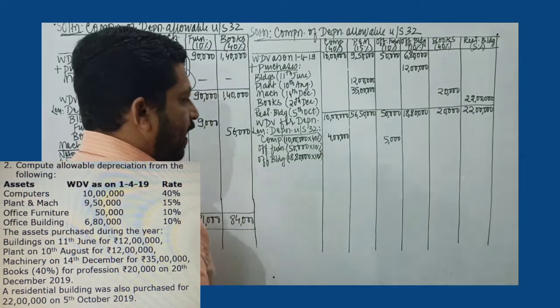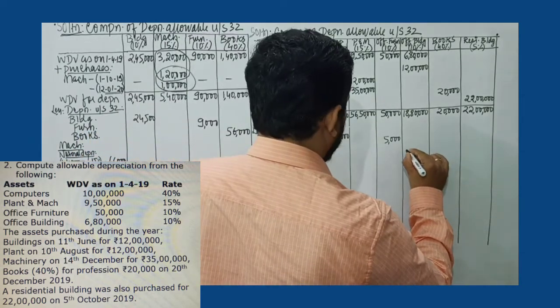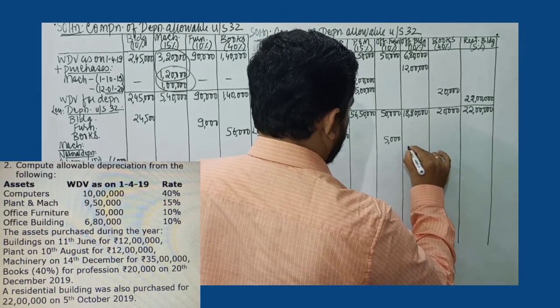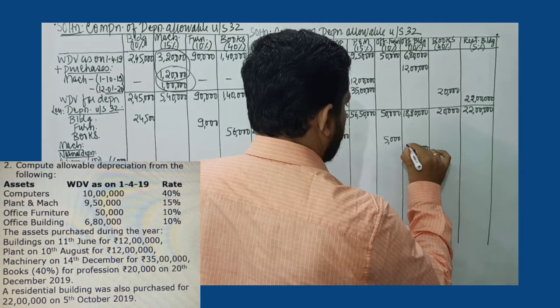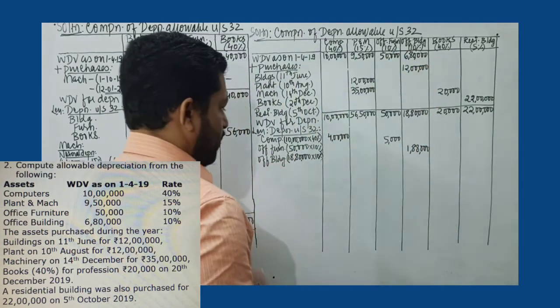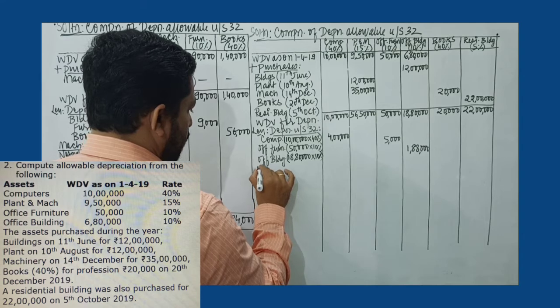So 10% of 18,80,000 would be 1,88,000. The depreciation rate, block rate is 10%. Then we will go to books.